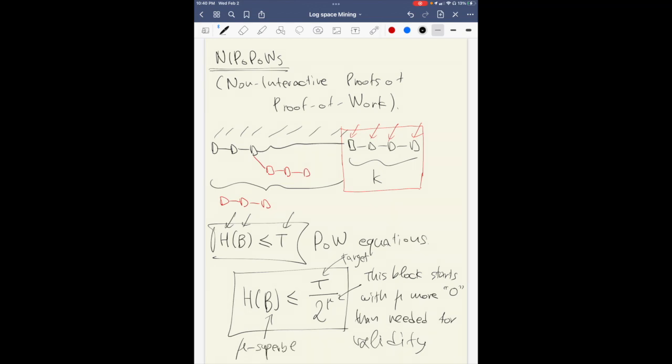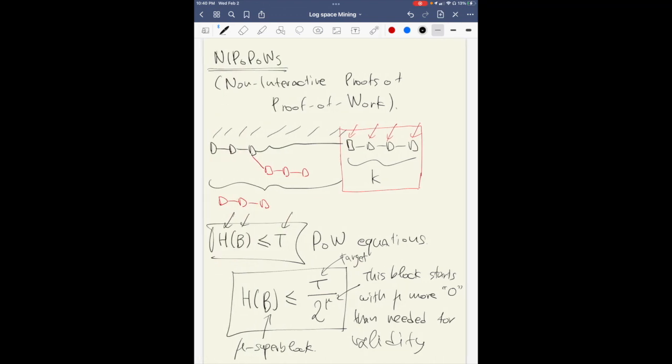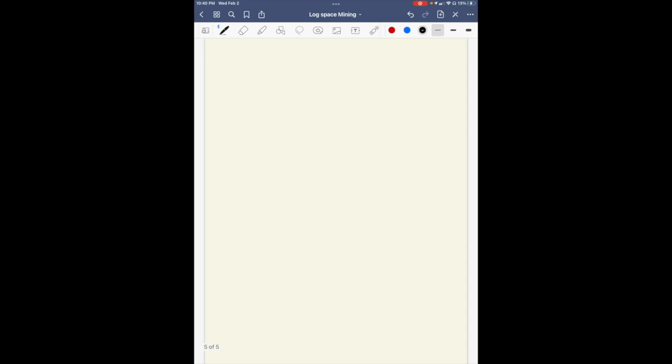So if it has an extra zero, we call it one super block. If it has 2 extra zeros, it's called a 2 super block, and so on. And these are exceedingly rare, as you can imagine. The probability of a block being a super block of level mu, given that it's a valid block, is going to be 1 over 2 to the mu.